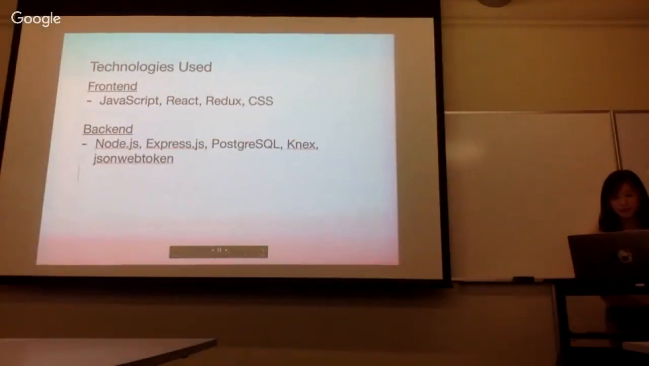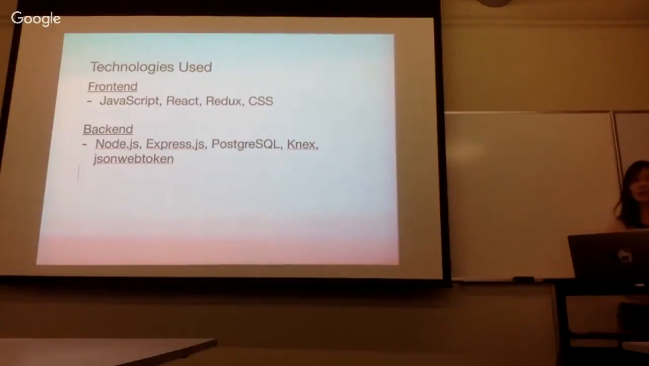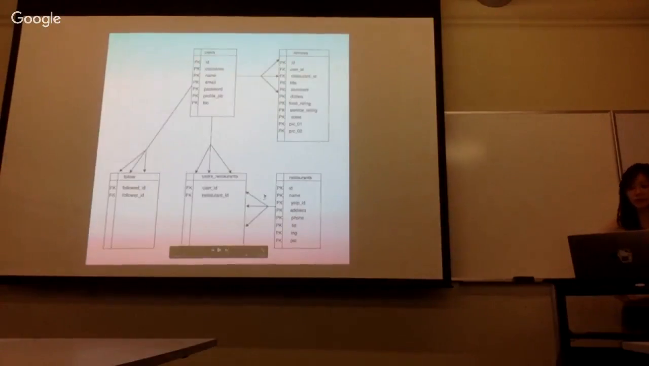So technologies used here: front-end JavaScript, React, Redux, CSS. I didn't use any libraries for styling. I prefer to still use CSS. I used a little bit of Reactstrap for the button and the form. For the backend, it's Node.js, Express.js, PostgreSQL, Knex, and JWT token for authentication and authorization.